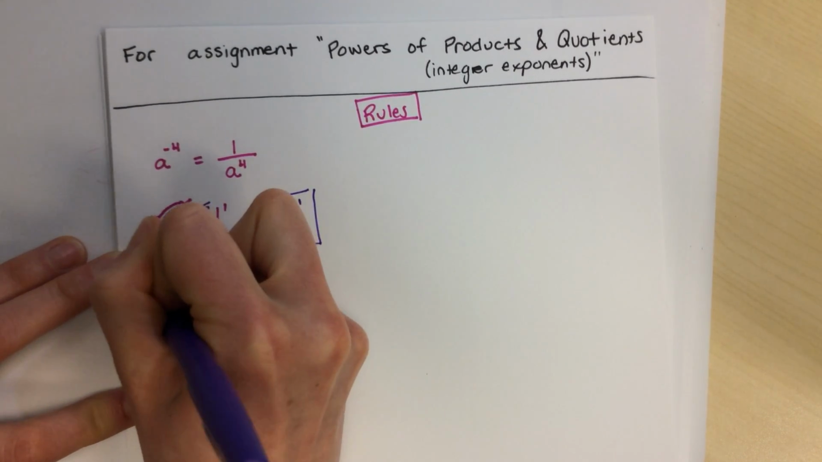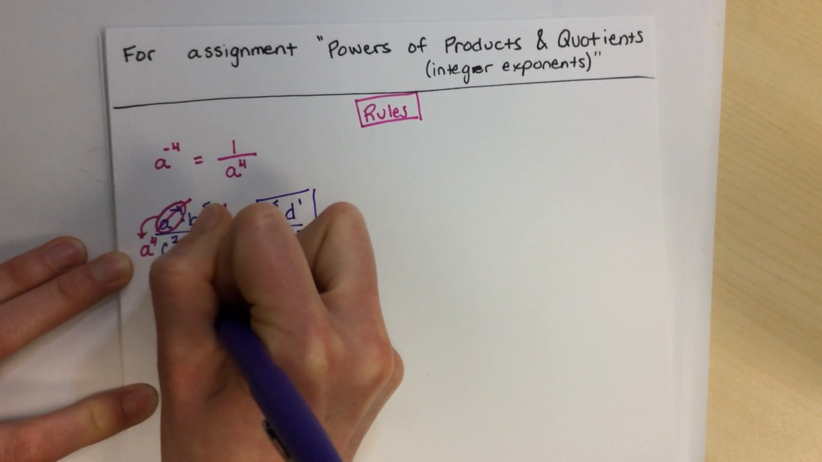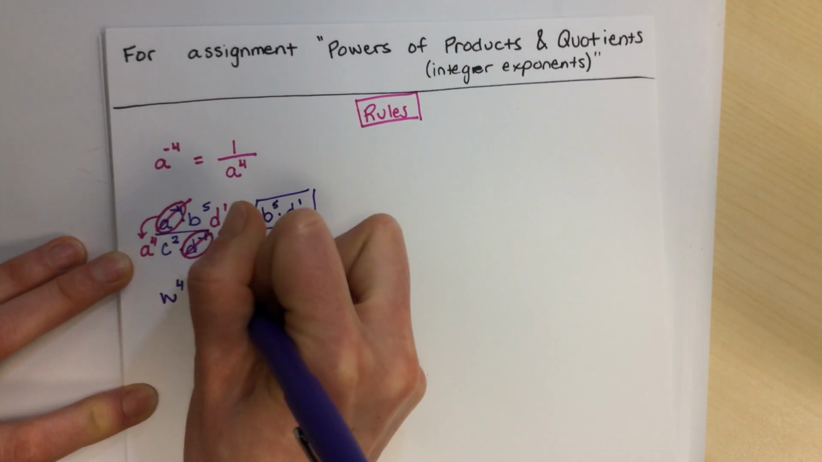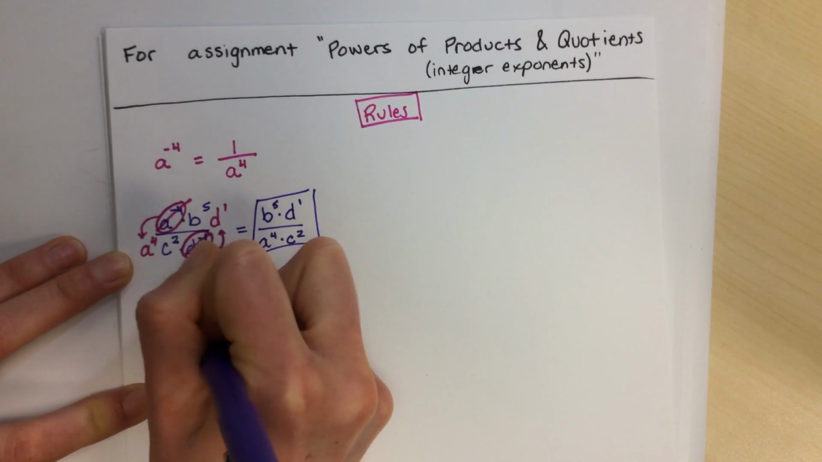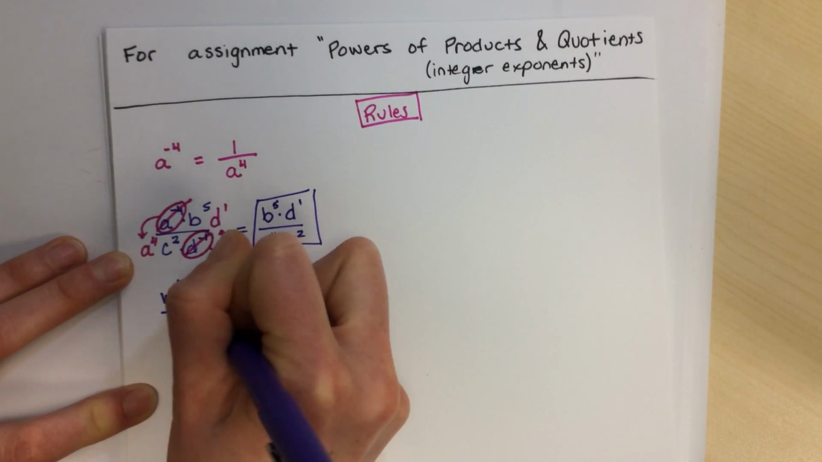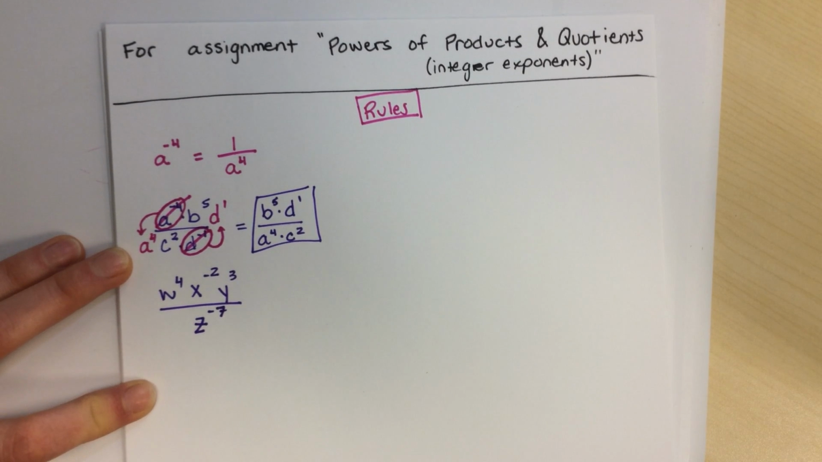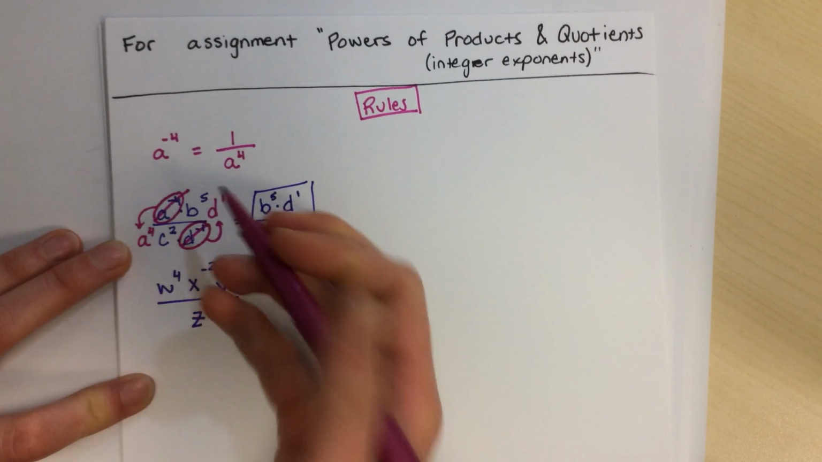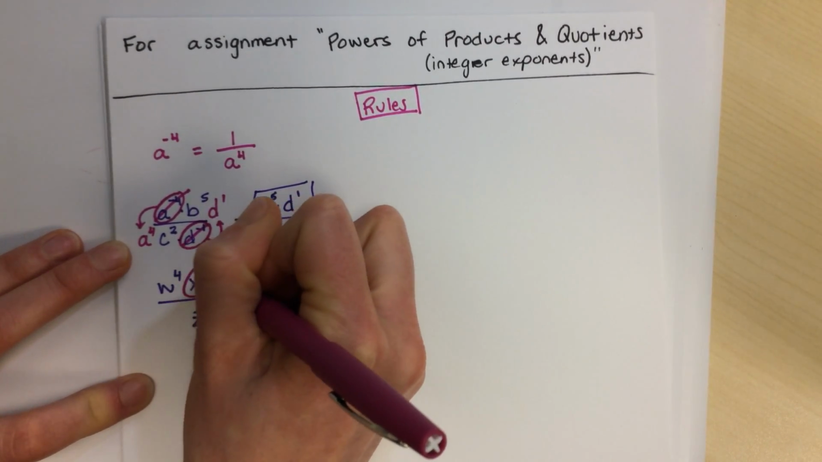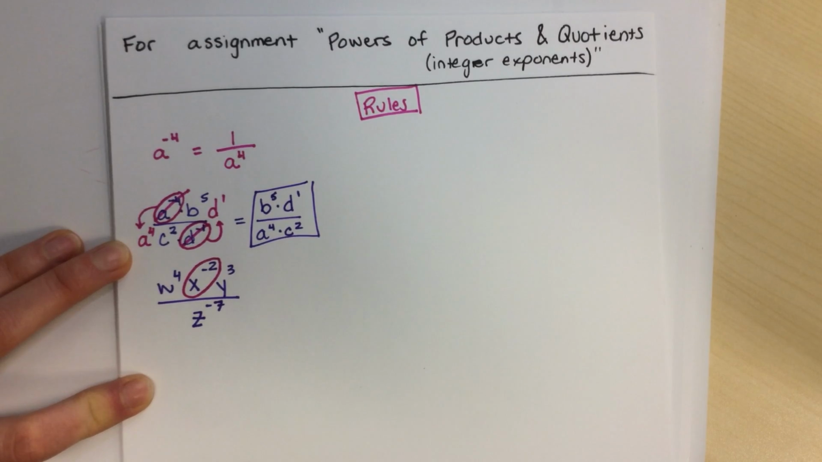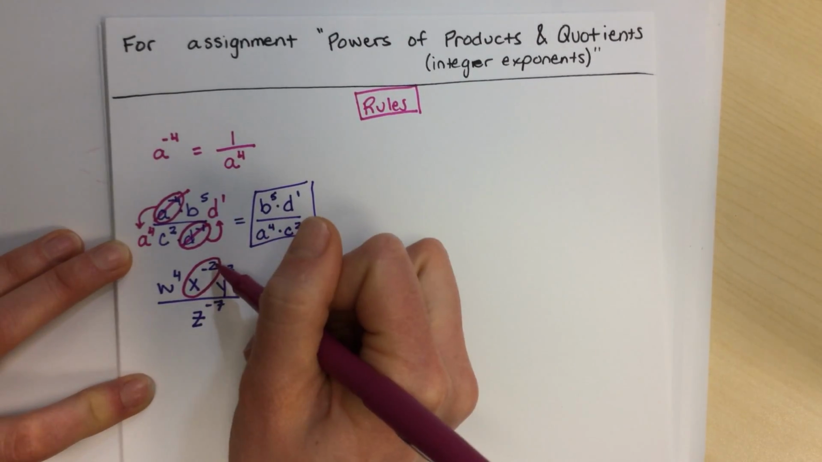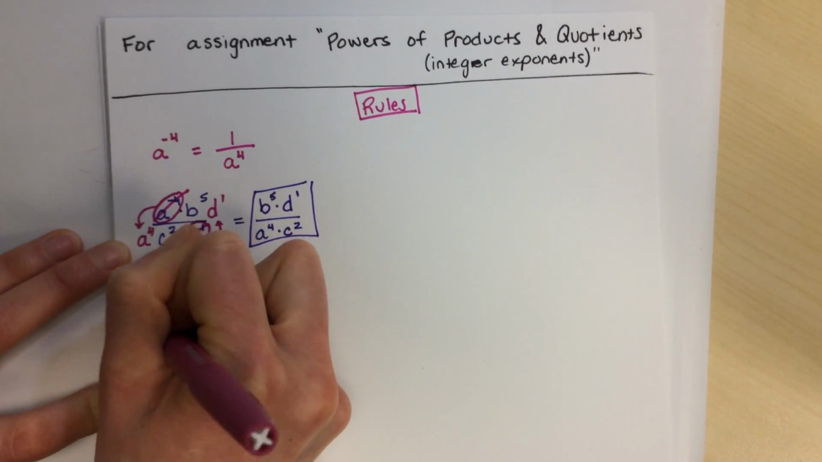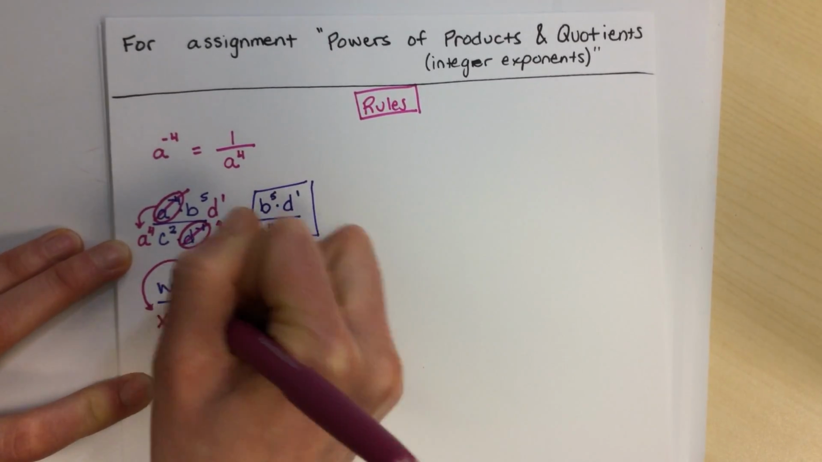So let's do w to the 4th, x to the negative 2nd, and y to the 3rd, all over z to the negative 7. Okay, again, we have a couple negative exponents we want to get rid of. So the first one we can get rid of is the x to the negative 2. Hopefully you kind of got the idea by now. We need to move this guy to the bottom of the fraction. So we're going to move it. It's going to be x to the positive 2. That goes away.